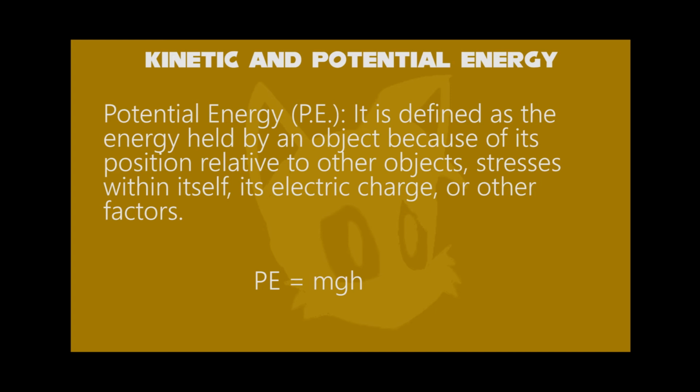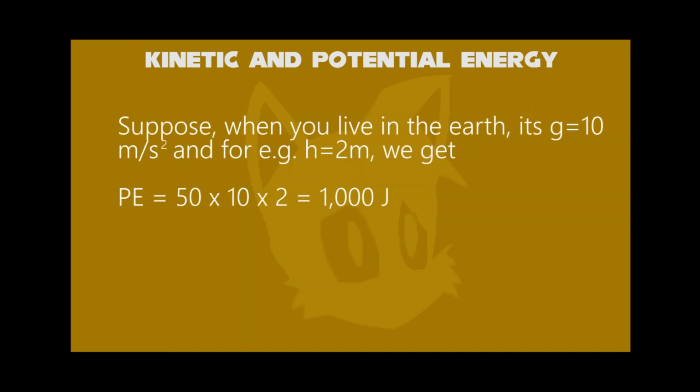On the other hand, we'll talk about potential energy, the energy held by an object because of its position relative to other objects. The formula is given by mass times gravity times height. When you live on the Earth, you can approximately take gravity as 10 meters per second squared. For example, if the height you have climbed is 2 meters, we get 1000 joules. Similarly, you can find the height difference, just like the velocity difference in kinetic energy.